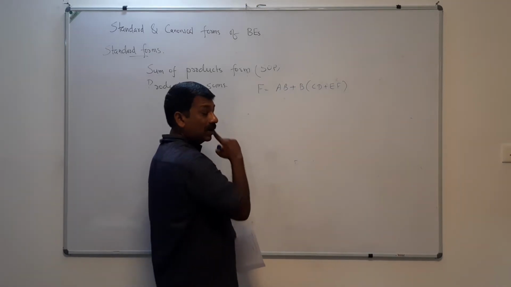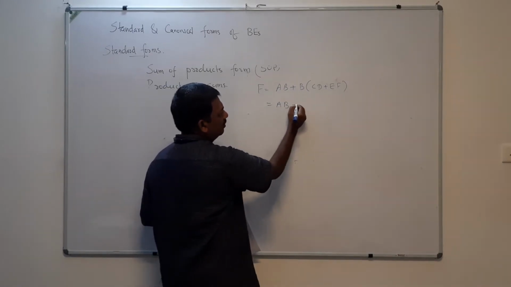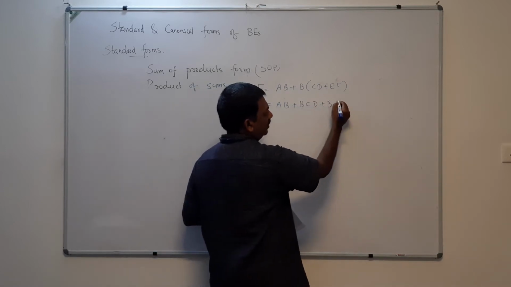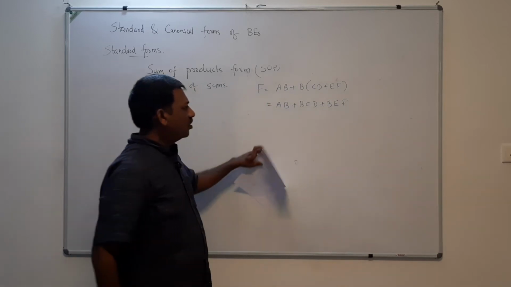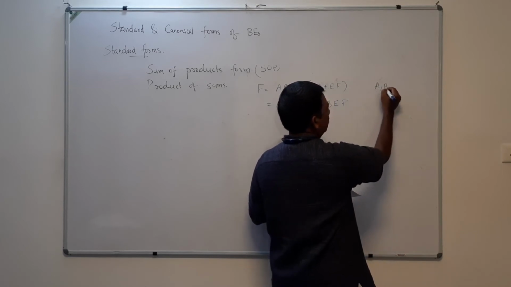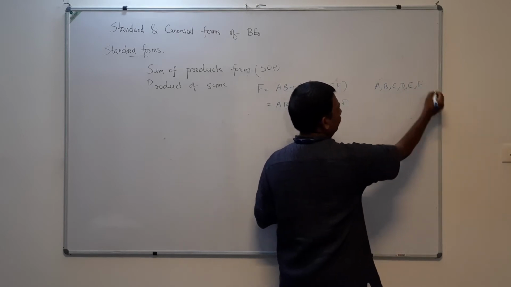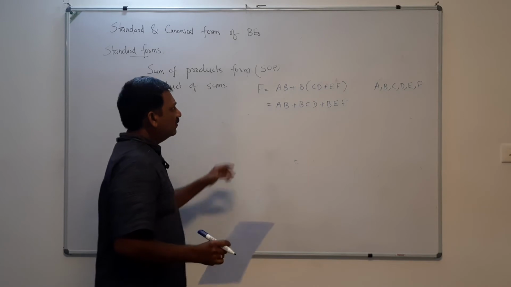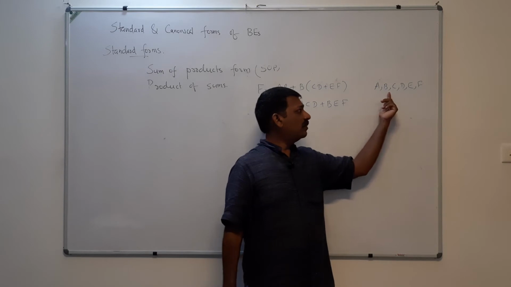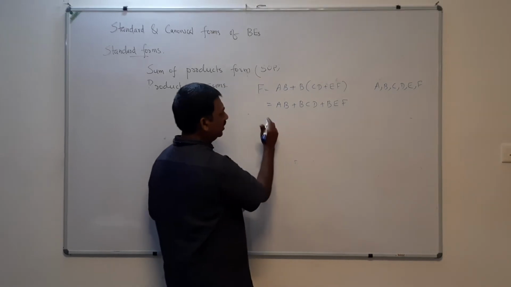First of all, you have to convert this to sum of products form, that is AB plus multiplying BCD plus BEF. Now what are the literals in this? A, B, C, D, E, F. If this has to be in standard form, every term should contain either A or A bar, B or B bar, C or C bar, D or D bar, E or E bar, and F or F bar. Here this is lacking.